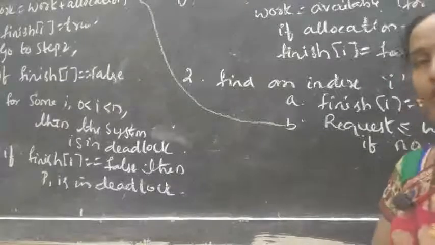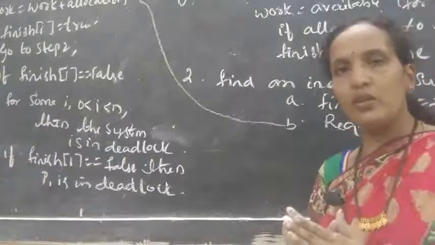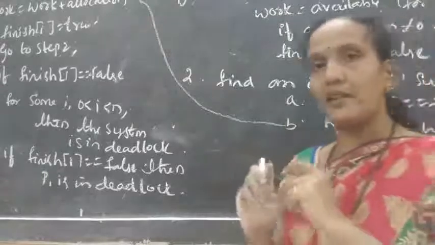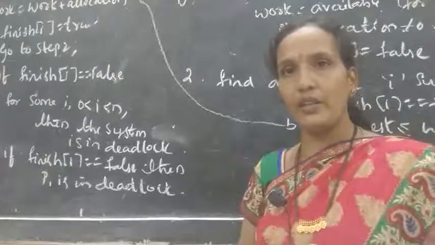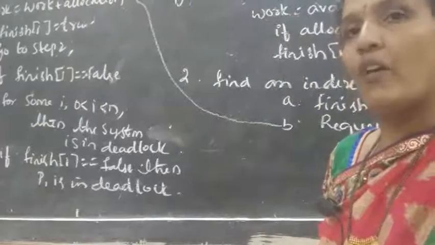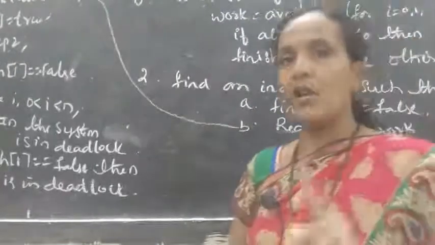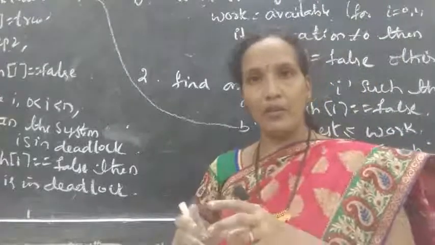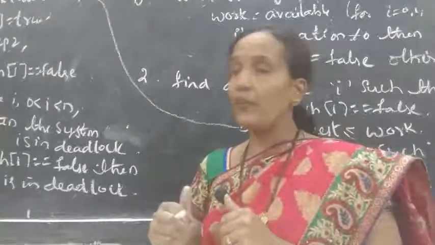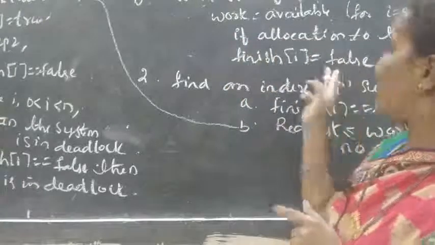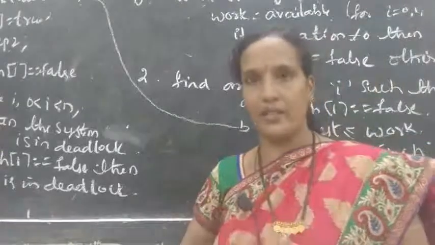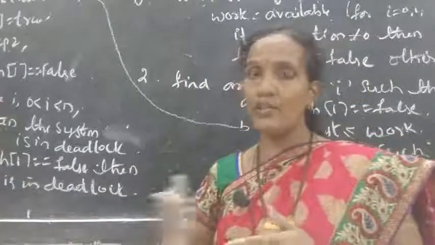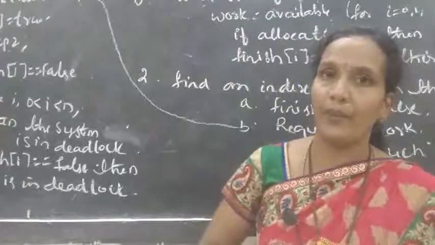Okay, understood? So this is the second method. It is similar to the Banker's algorithm, but here one data structure is not there, and that is need. First you have to set work equal to the available resources and finish equal to false. Finish of I equals false means the process has not completed its execution. Finish of I equals true means the process has already completed its execution.